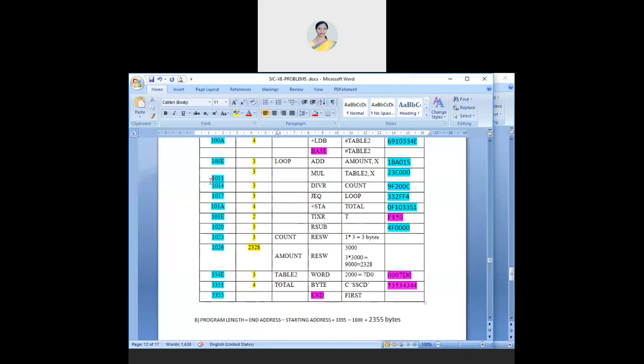So that is your location counter values. How do you do all these? If it is a reserved word, you have to multiply by 3 times the hash operand. If it is a word, add 3. If it is a byte, count the number of characters. And if it is a reserved byte, then it is directly the hash operand. So that will be my location counter values.